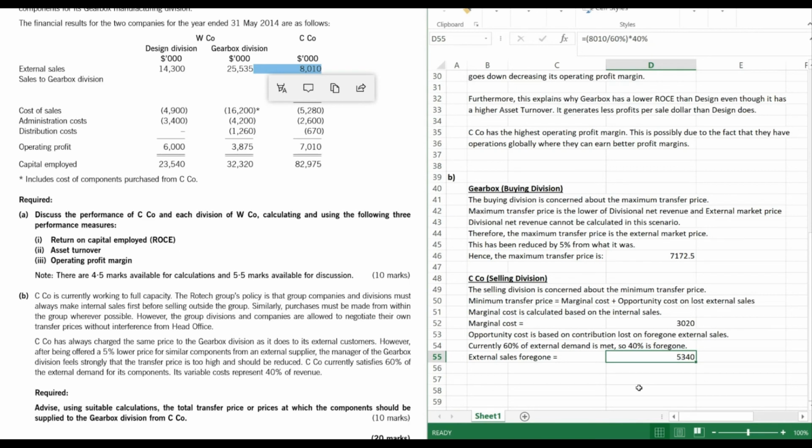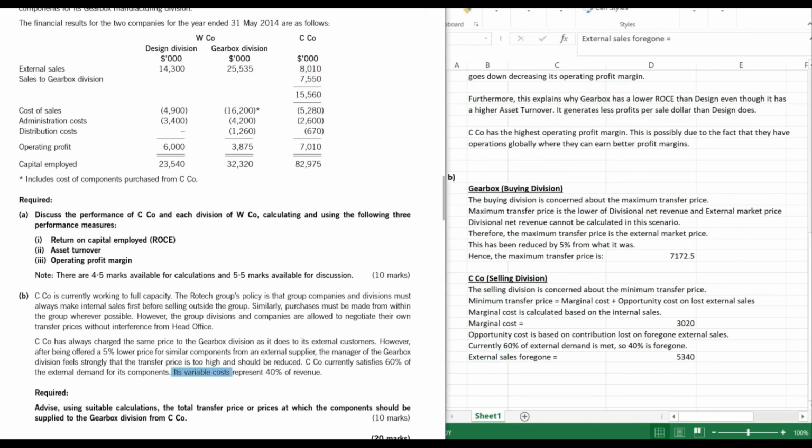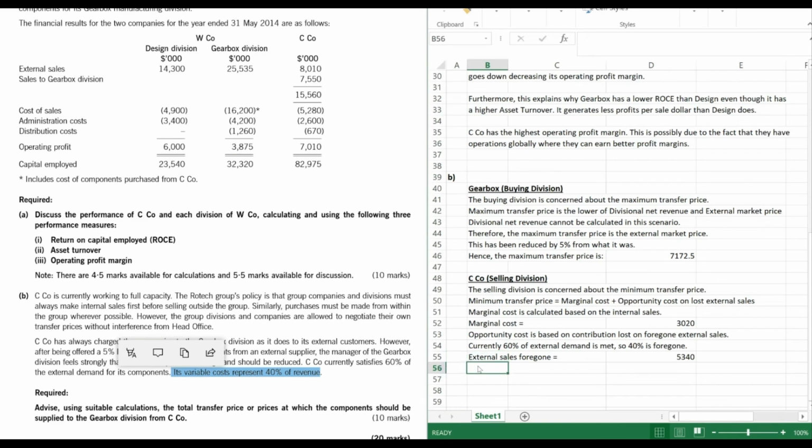Remember, opportunity cost is not based on sales but rather on contribution lost. So we need to find the contribution here based on this revenue data. So how can we do that? Very simple. Contribution is sales less variable costs, and they've given us that variable costs are 40% of revenue. If variable costs are 40% of revenue, then contribution is effectively 60%, right? So let's just do the full calculation. External sales variable cost would be equal to 40% of this, so this times minus 40%.